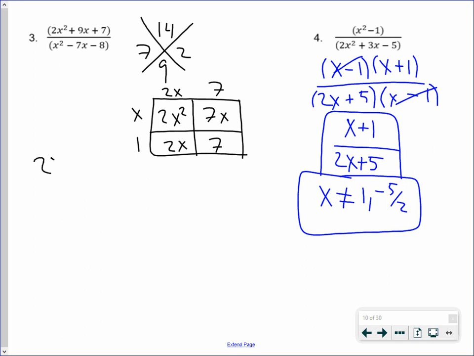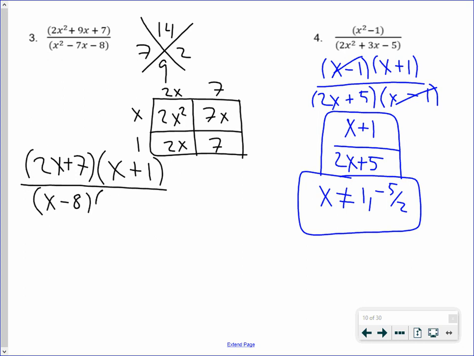So the top becomes 2x plus 7 times x plus 1. And that's all going to be over x squared minus 7x minus 8. If you factor that out, we get x minus 8 times x plus 1. Yeah, I did that incorrectly at first. Sorry about that. So we'll go ahead and fix the problem. So we see the x plus 1s cancel out. So we'll cancel those out. And we're left with 2x plus 7 on the top and x minus 8 on the bottom.